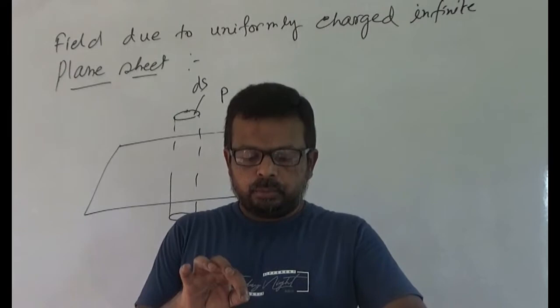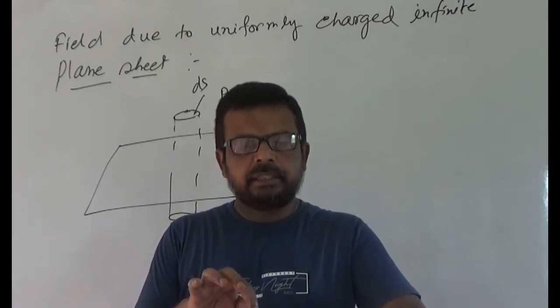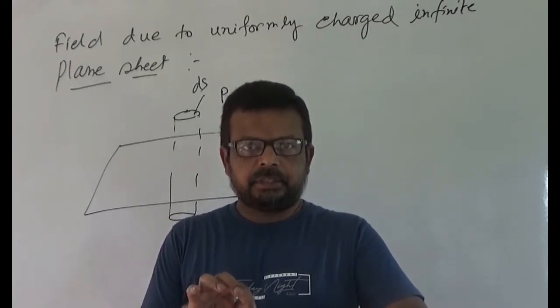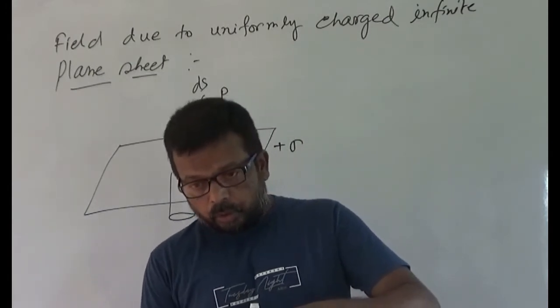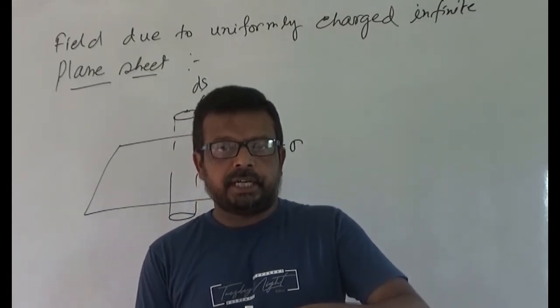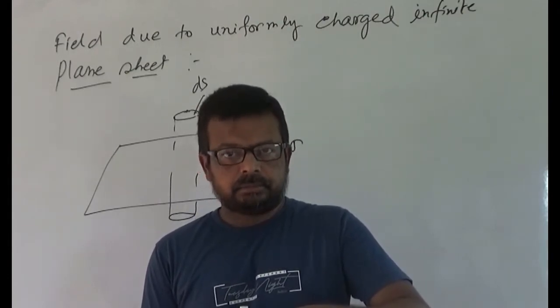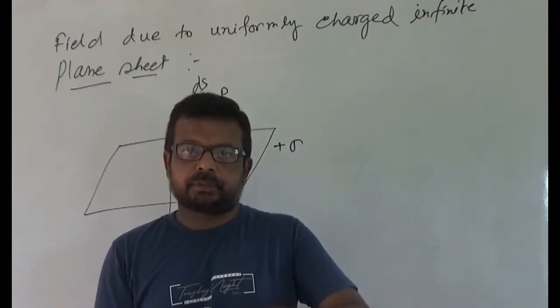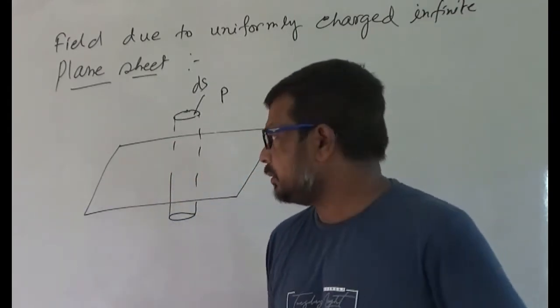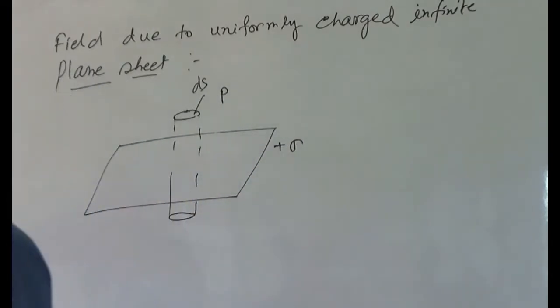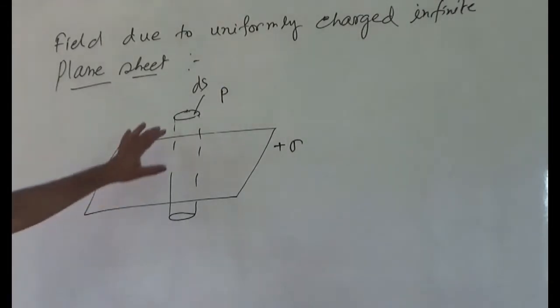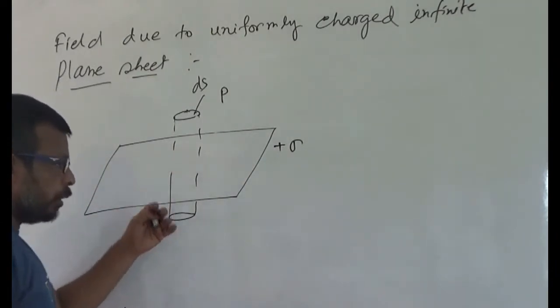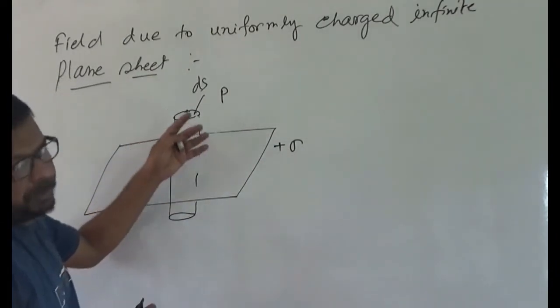At this point we take a circular surface area ds, and on the bottom, that is the opposite side of the plane sheet, also ds, then take it as a cylindrical closed surface. That means we take the Gaussian surface as a cylindrical surface of cross-sectional area ds. Now what is the charge enclosed in this closed surface?